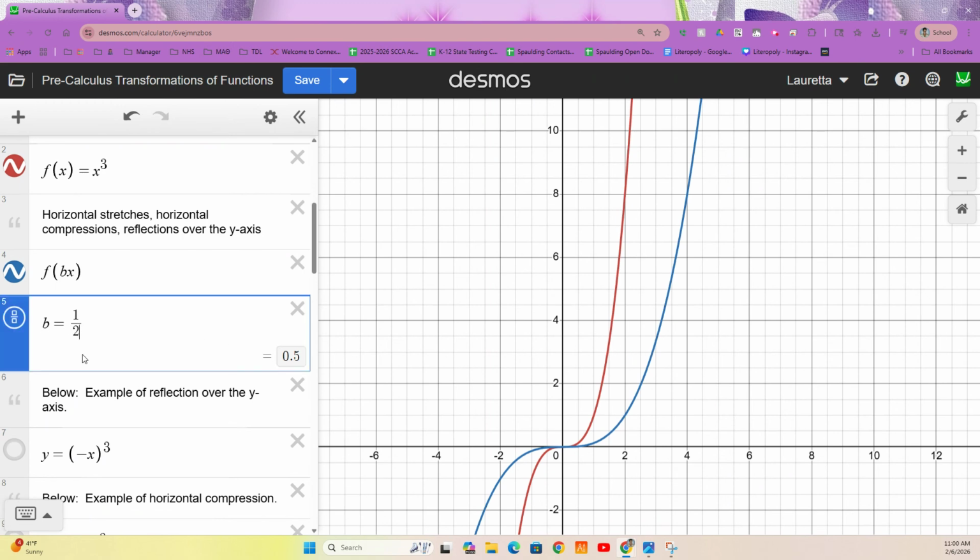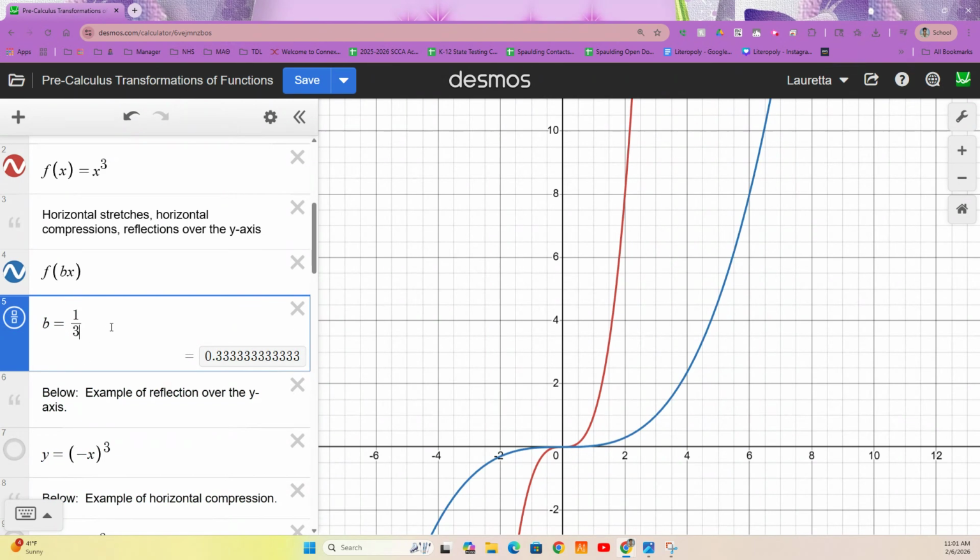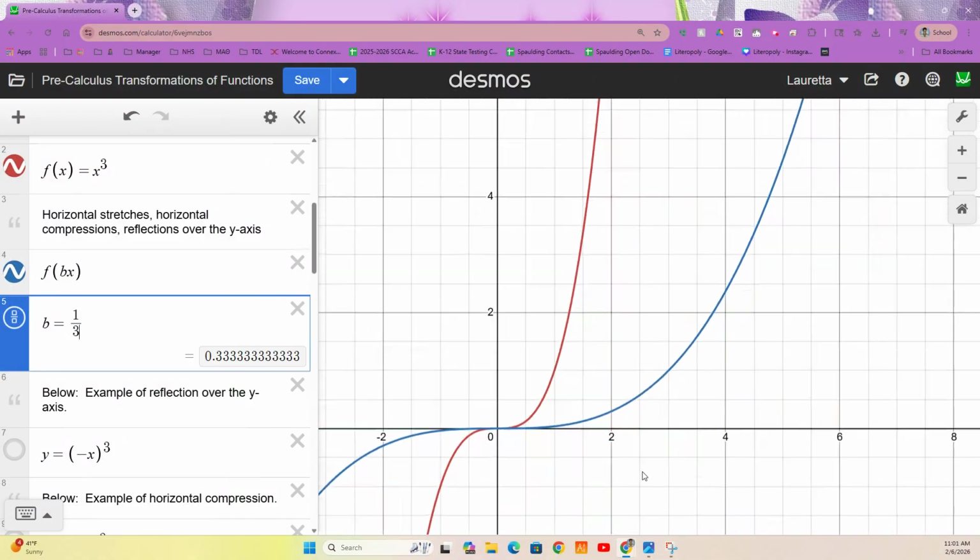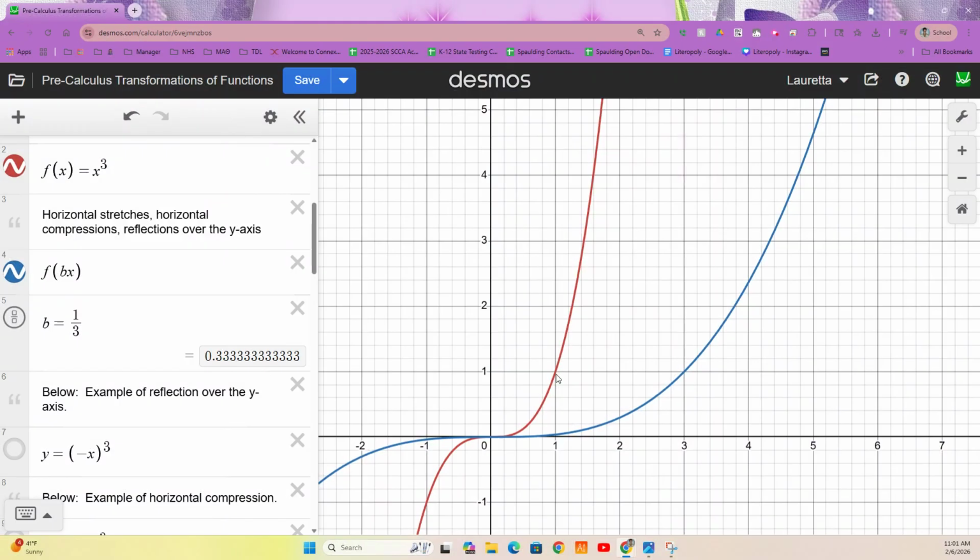Let's see what happens when we multiply x in parentheses by a third. We still have that horizontal stretch. But now, for the same y value, the x has been multiplied by 3. So here's the point 1, 1 on the parent function. For the same y value of 1, the x has been multiplied by 3. So instead of 1, 1, we have 3, 1. 1 times 3 is 3.